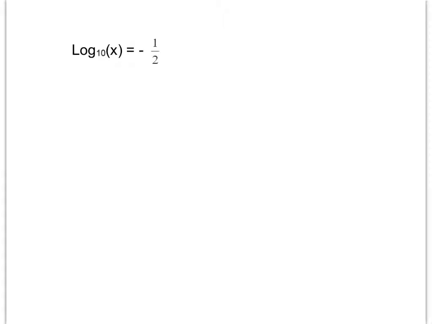Okay, this second one is a logarithmic equation with just one log. Again, this one would also be fair to do without a calculator, but let's just pretend that we can't. What's our basic method for solving a logarithmic equation? When I just have the one log, I'm going to exponentiate. So I'm going to write this as 10 to the negative 1/2 power is equal to x. So in other words, x equals 1 over 10 to the 1/2.